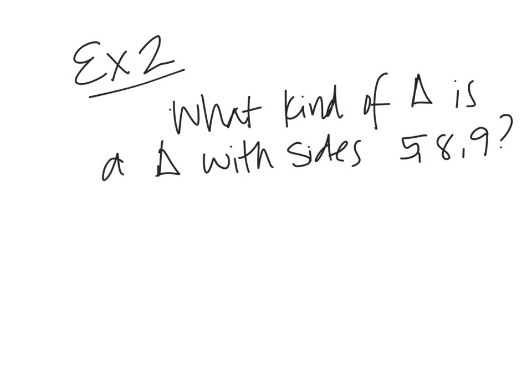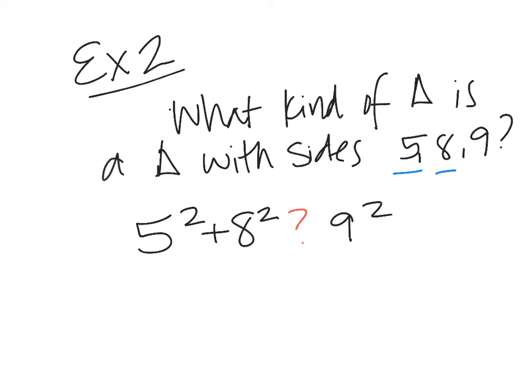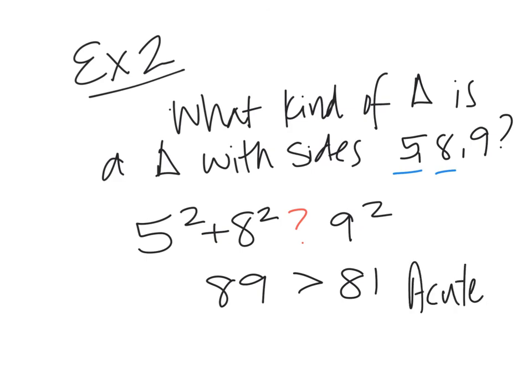So you might see a triangle problem like this. What kind of triangle is a triangle with sides 5, 8, and 9? So I identify first my 2 small sides, 5 and 8, and then I plug it in. So then I'm going to say 5 squared plus 8 squared. How is that related to 9 squared? So if I plug that in my calculator, 5 squared plus 8 squared is 25 plus 64. That gives me 89 on this side. And we all know 9 squared is 81. So since 81 is smaller, my C squared is smaller, this triangle is acute. He's a tiny little triangle.